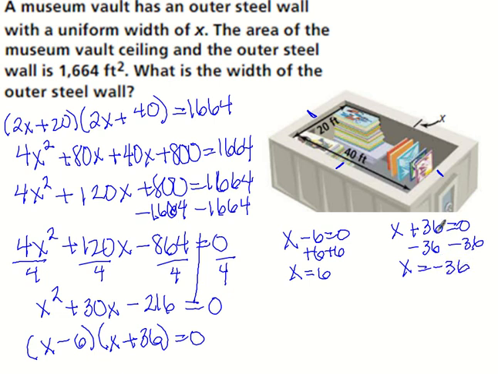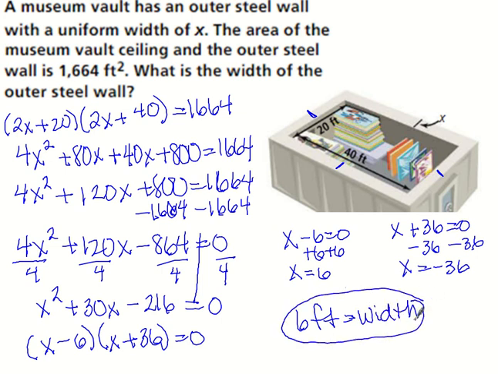But here's the thing. I'm looking for a width. I'm looking for a measurement. This is real life. I can't have negative 36 feet. This doesn't exist in real life. So our actual only solution for the width of the steel wall is 6 feet.